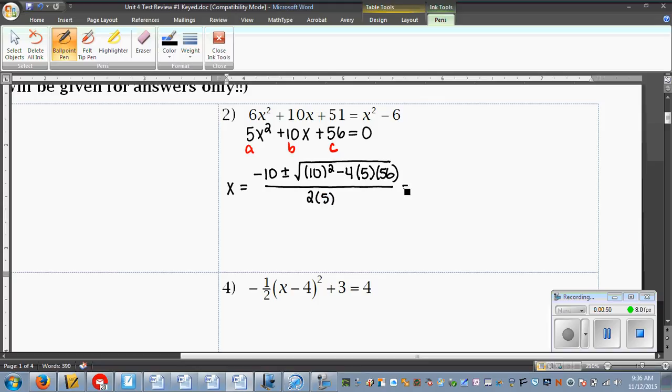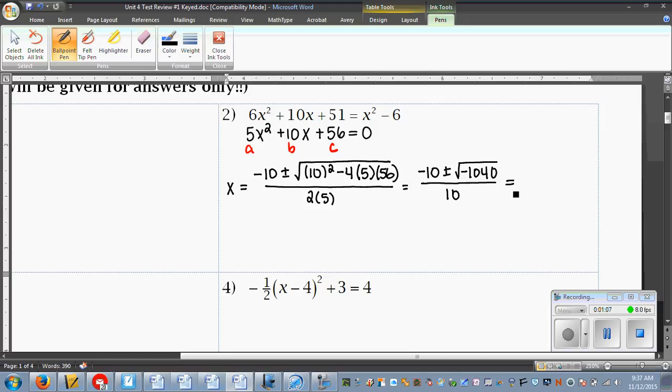I would grab my calculator and type the part underneath the square root into my calculator. 10 squared minus 4 times 5 times 56 should give you negative 1040. 2 times 5 is 10.